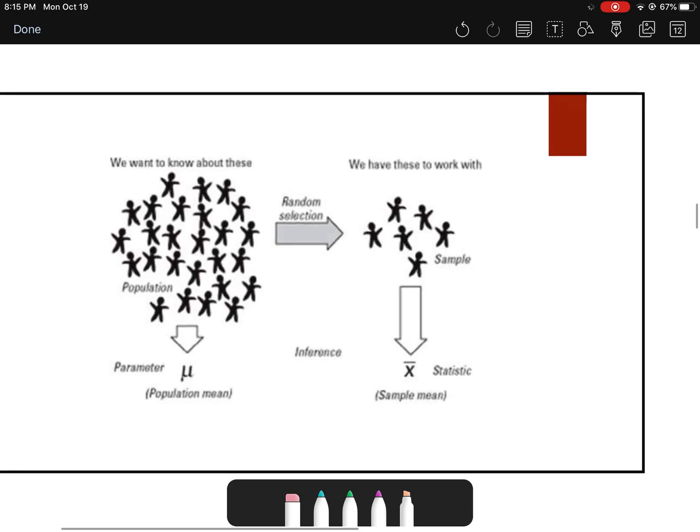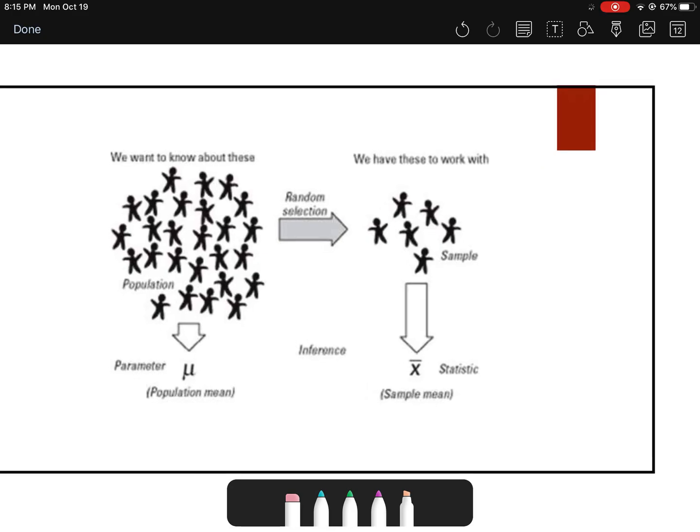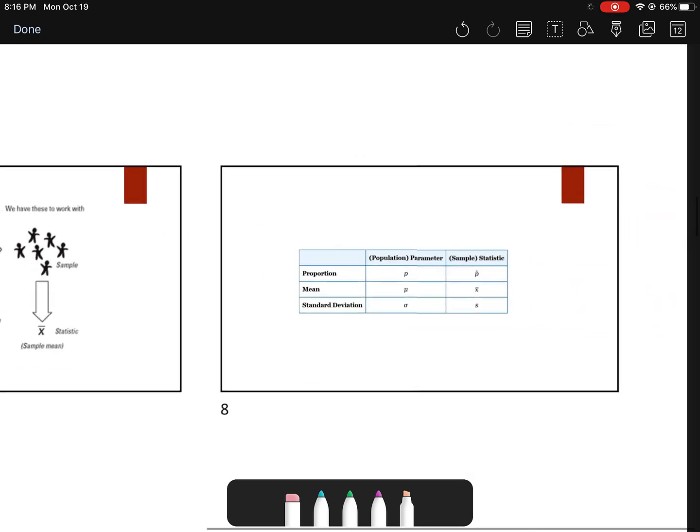Just kind of what I was talking about here. Let's say we want to know something about a population. We're going to take a random selection, that's called a sample, with what we want to work with. The sample mean is x bar. If I wanted to find the population mean, that is going to be mu. But generally speaking, anytime we're dealing with statistics, we're looking at that sample.